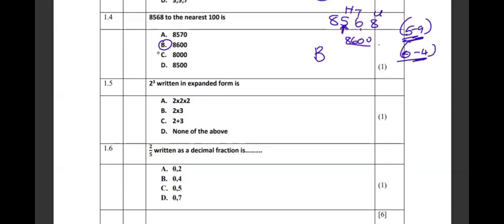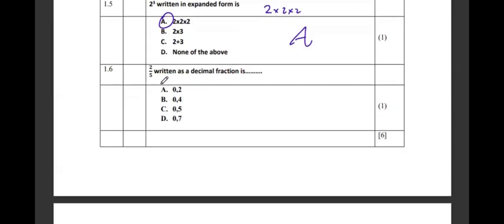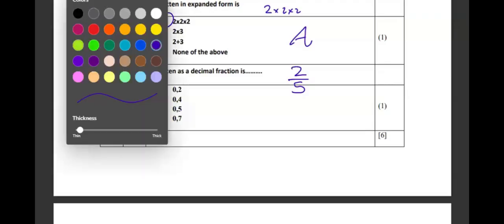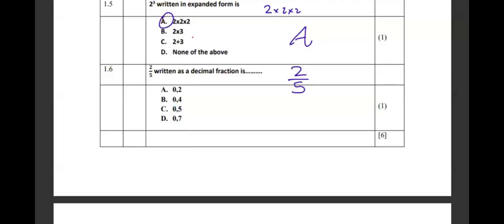So 2 to the power 3, written in expanded form, is going to be 2 times 2 times 2, which is option A. Then 1.6, how do we write 2 over 5 as a decimal fraction, okay? Now remember in grade 7, when you're writing decimal fractions, the target is to create a denominator of 10, 100, or 1,000. So times 2 will bring about a 10 here. So that's the same as 4 over 10, which is 0.4. So B is the correct option there. Okay, so 6 marks for section A there.